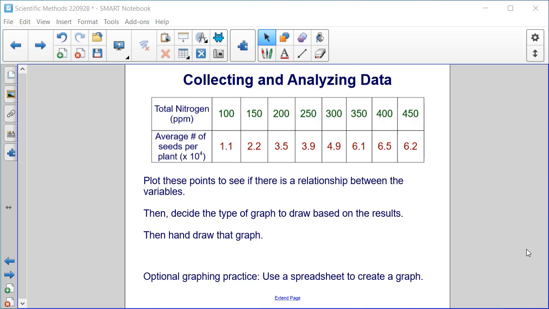So let's plot these points to see if there's a relationship between the variables. Then decide the type of graph to draw based on those results. After that, let's hand draw the graph. An optional graphing practice: use a spreadsheet to create a graph.